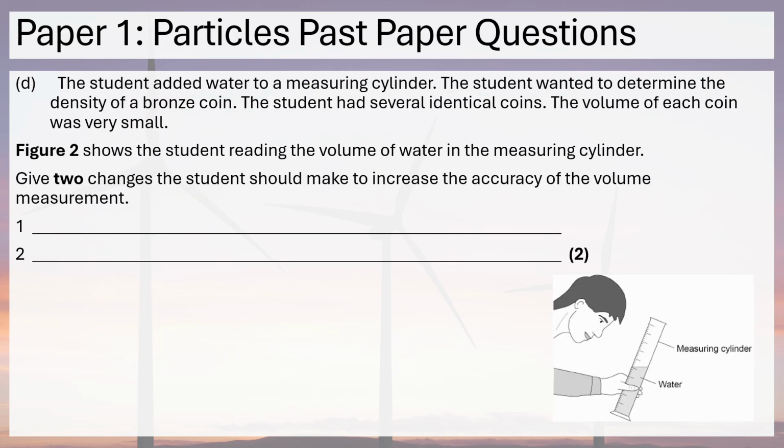Part D, student adds water to a measuring cylinder because they're going to use that to find the density of the bronze coin. It then says figure 2 shows the student reading the volume of the water in the measuring cylinder, so we can see that figure bottom right, and we're asked for 2 changes they can make to increase the accuracy of the volume. Don't forget, accuracy means a measurement which is close to the true value. Hopefully this is a fairly obvious one, but the 2 things we can change are, obviously, put the measuring cylinder on a flat surface.